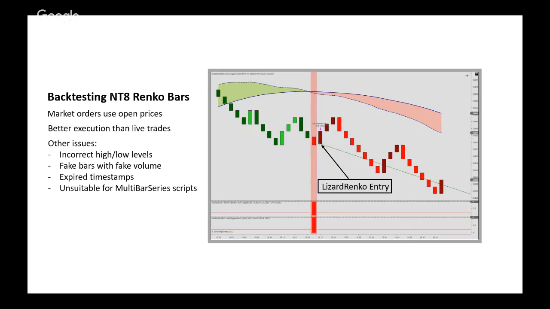We already looked at the false, incorrect highs and lows, and then there are bars with zero volume that magically show up in low liquidity scenarios. There are expired timestamps, which means that they cannot be synchronized with other bar series. So it's not really suitable for multi-bar series scripts or backtesting in general, for that matter.